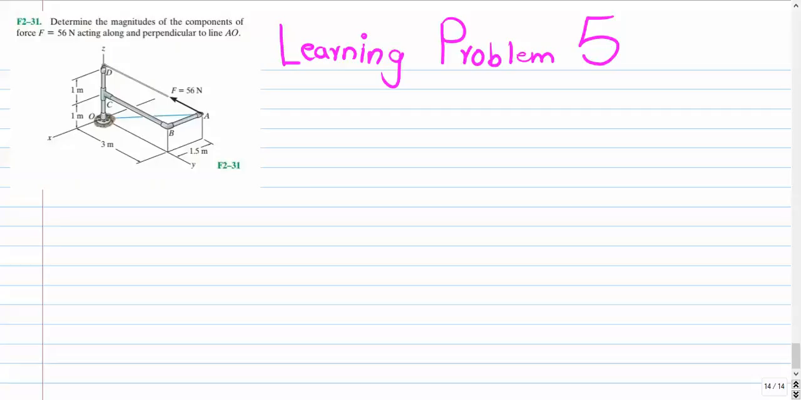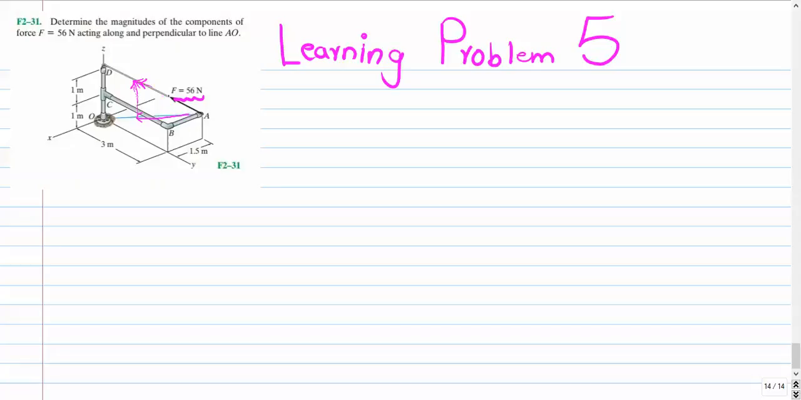So just like the previous question, they want us to find the two components for the force F equals 56 newtons, and one of these components should be parallel to this axis AO. One component should be along this line AO, and the other component should be perpendicular to this line AO.